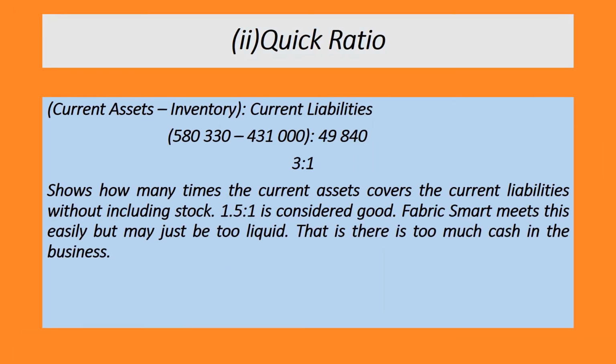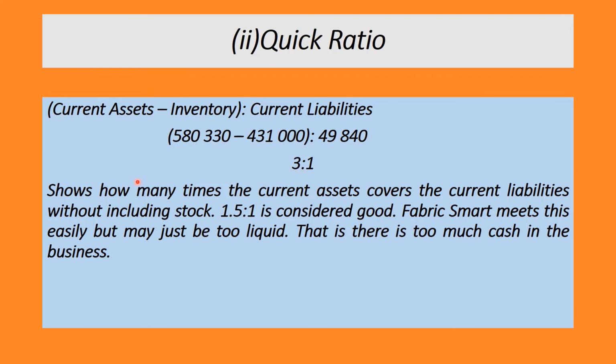Next, we look at the quick ratio, and this is a stricter measure of the liquidity than the current ratio, in that it leaves out the inventory from the current assets and then checks to see whether it could still cover the current liabilities. So we have the 580,330 for current assets minus the 431,000 for inventory, and again the current liabilities stay the same. So when we divide this, we will get 3 to 1 this time.